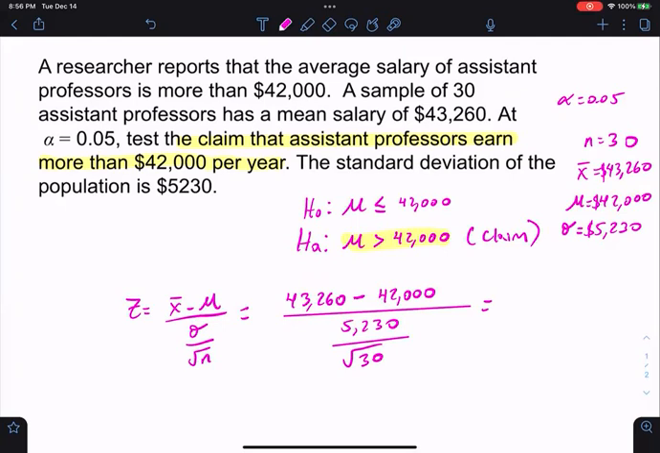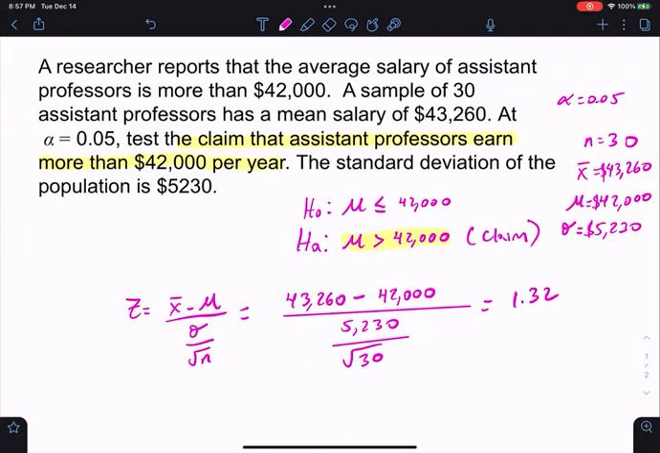I'm gonna bring my calculator because I forgot. Okay, so you just need to subtract these values, right? 43,260 minus 42,000. And you divide this by 5,230 divided by the square root of 30. And you get your answer, right? So I get 1.31 or 1.32, let's say. Okay, so that's my Z test value, right?